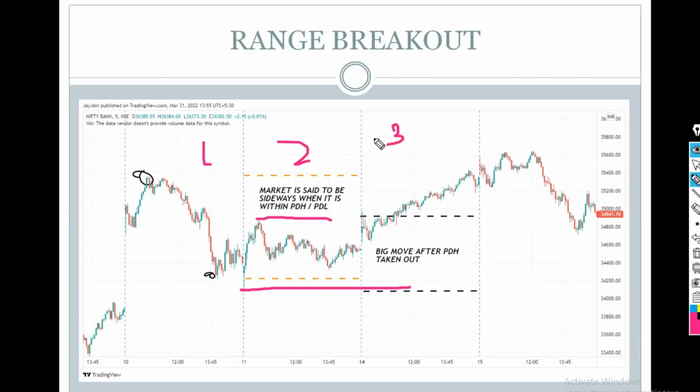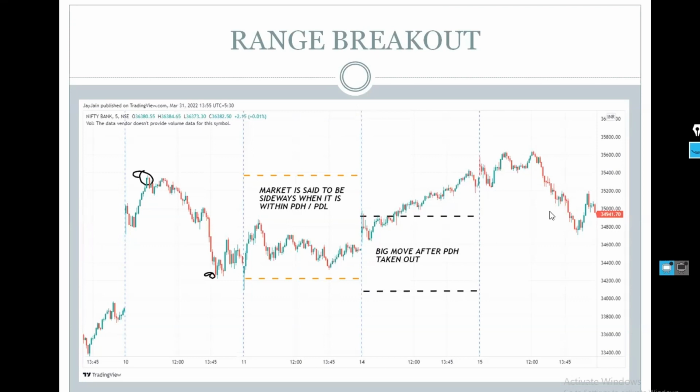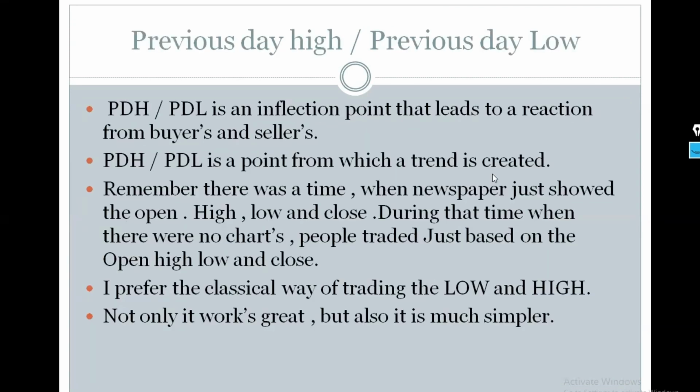As soon as on the third day the previous day high, right? So what is previous day high? The high of the previous day, basically. Once it is taken out, we can see a strong momentum. So what we are going to do is look for a structure where the previous day is consolidating and the next day it is breaking the previous day high. So we can expect strong momentum on the upside. Now, this is the psychology behind range breakout, correct? Now, let's move forward and understand previous day high and previous day low in detail.